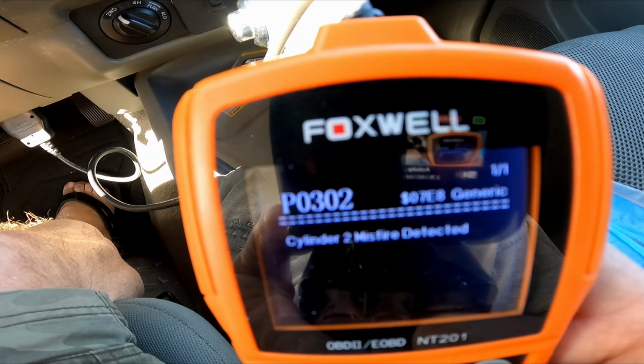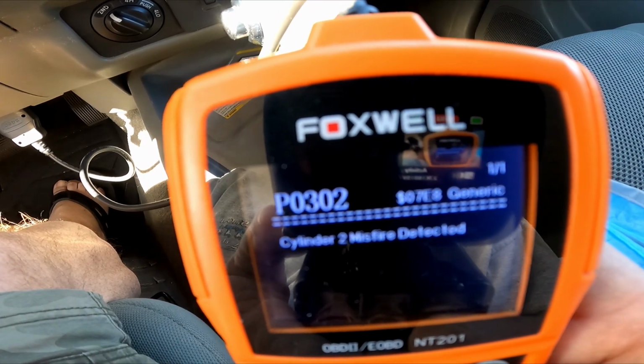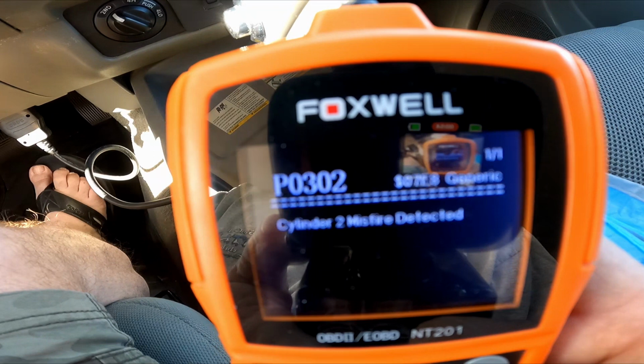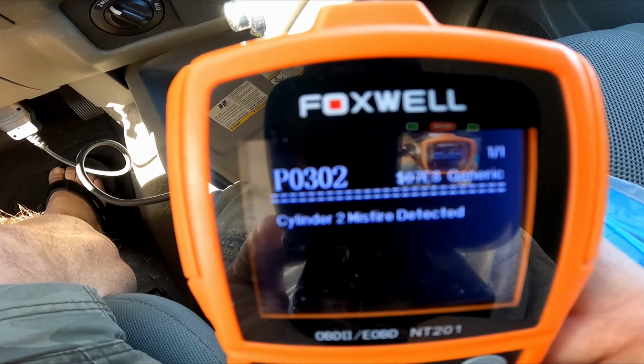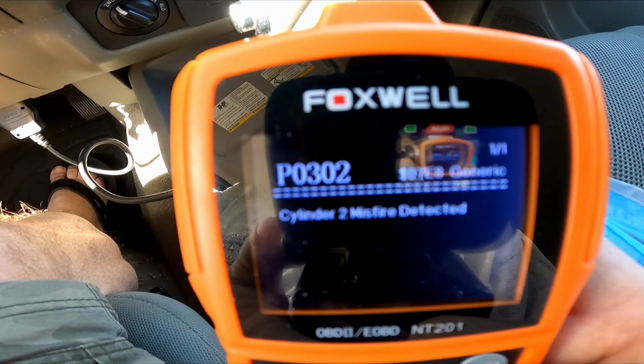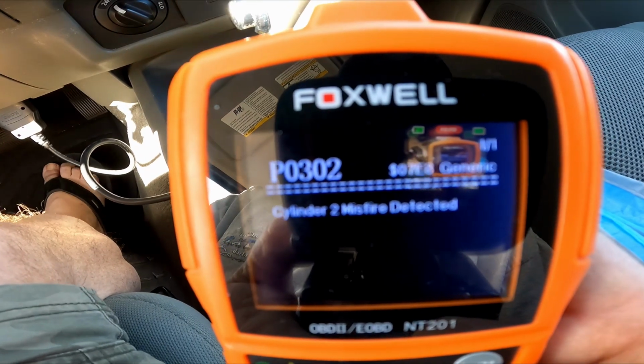It's a bad coil. So the misfire moved to number 2 cylinder, which gave us a P0302. That's good news. That's easy to change. We can fix that just by replacing the coil, and we'll be good to go.